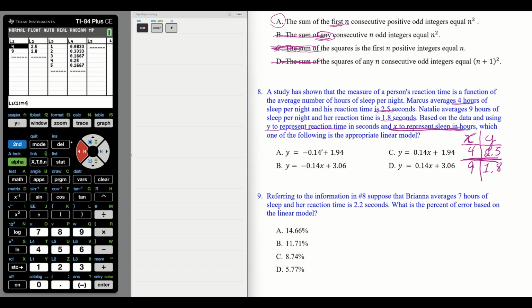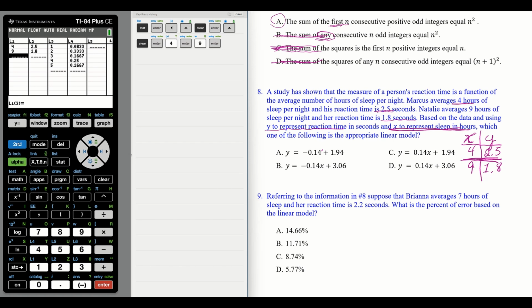Oh, we're already populated. Okay, so let's say we're not. Let's go ahead and clear. If you don't remember how to do that, you go up, arrow up, push clear, enter, and it'll clear it out. But let's just put 4, enter, 9, enter. Okay, all right. So now we have those populated correctly.